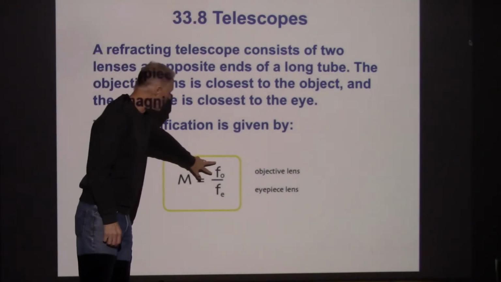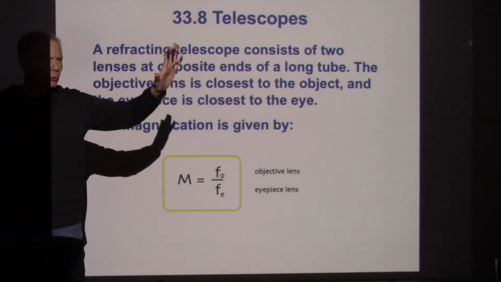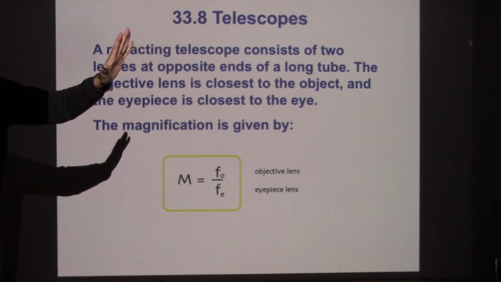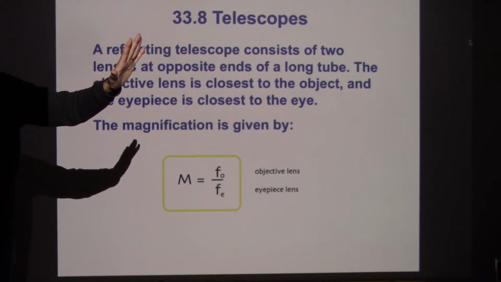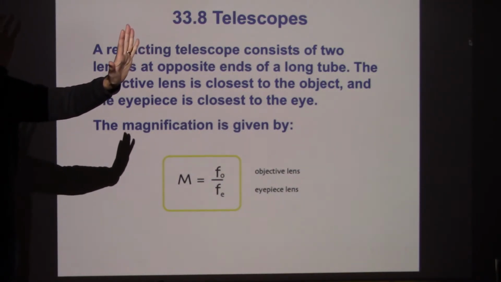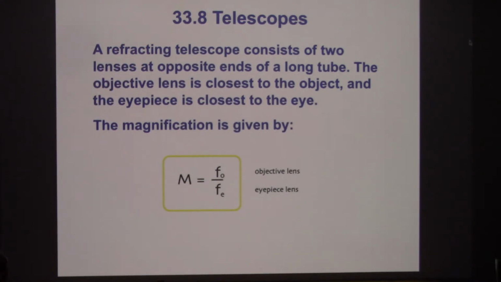There's going to be what's called the objective lens. So the objective lens is the first lens that the light runs through. And that tends to have a very long focal length, and we'll see why. And then there's a second lens, and the second lens is referred to as the eyepiece lens. And that one has a short focal length.